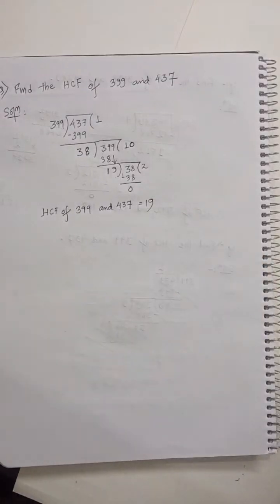So the HCF of 399 and 437 is 19. Okay, it's already 54 minutes, so we'll do one more question very quickly and then we will wrap up today's stream. Let us try to find the HCF of three numbers.